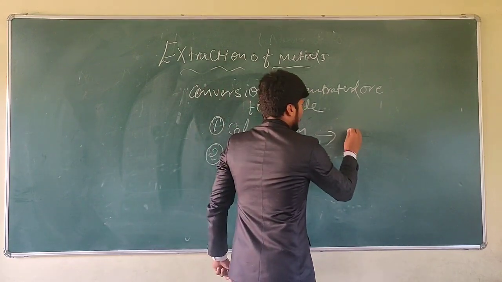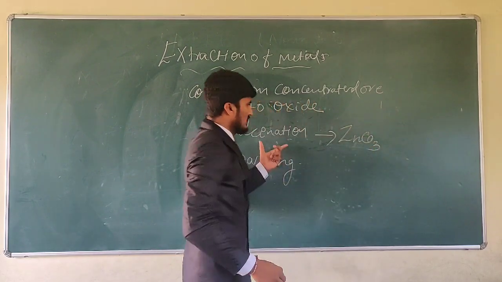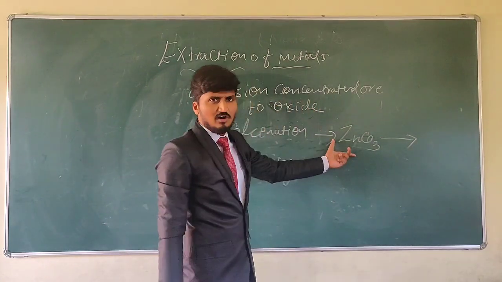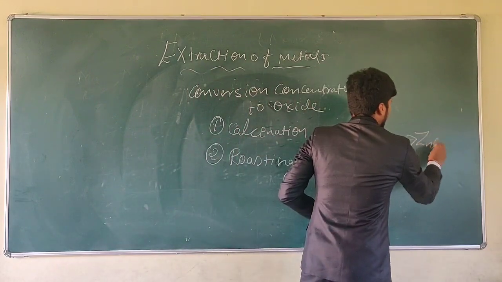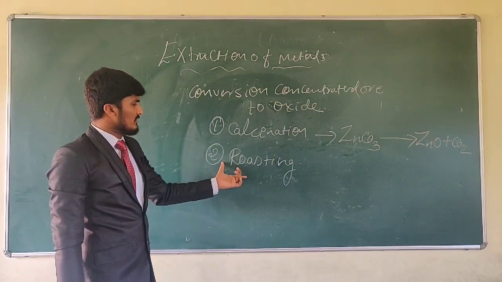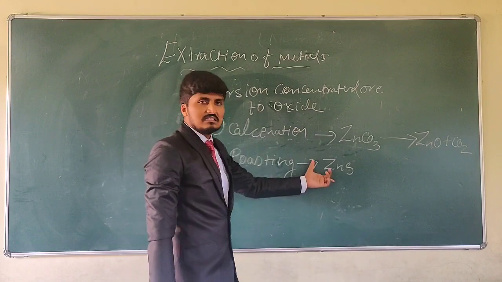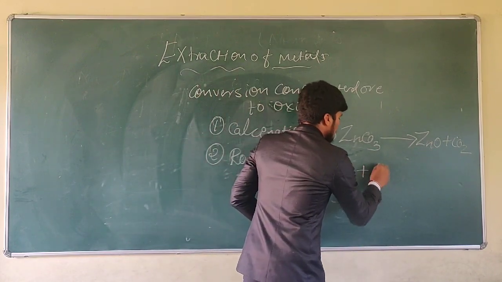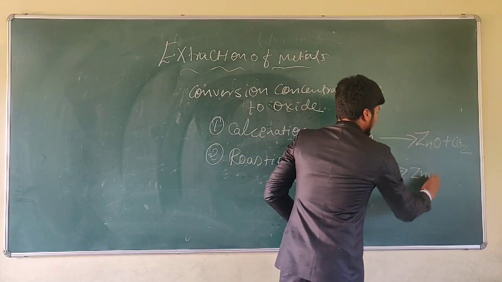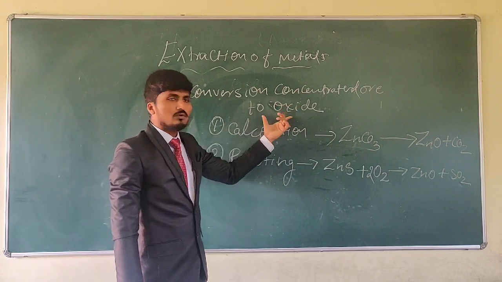So let me give a reaction. If I take the example of zinc carbonate, because calcination is only for carbonate containing ore, if you have zinc carbonate and you heat it in the absence of oxygen, it will convert into zinc oxide and carbon dioxide will be produced. Then roasting. Roasting will be done for sulfide containing ore. If you have zinc sulfide, ZnS, you are going to heat it in the presence of oxygen. In the presence of oxygen, what will it produce? It will produce zinc oxide and sulfur dioxide is going to be obtained. So these are the conversions of concentrated ore into oxide form.